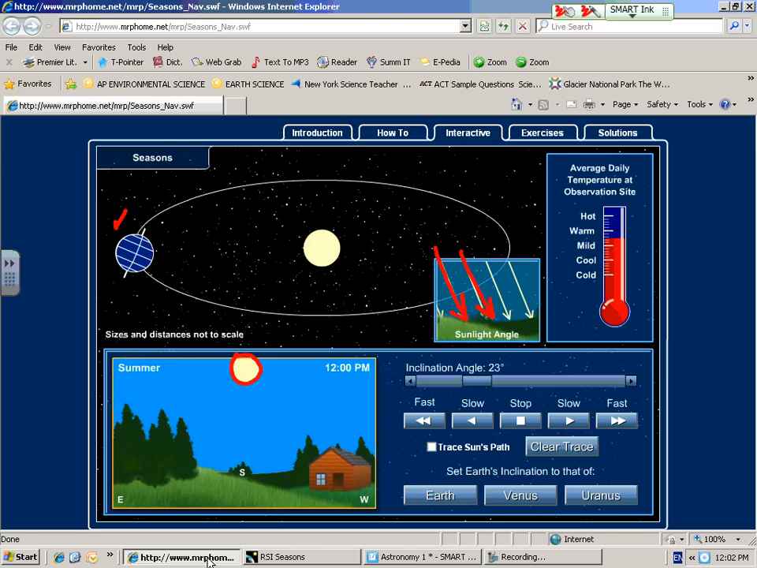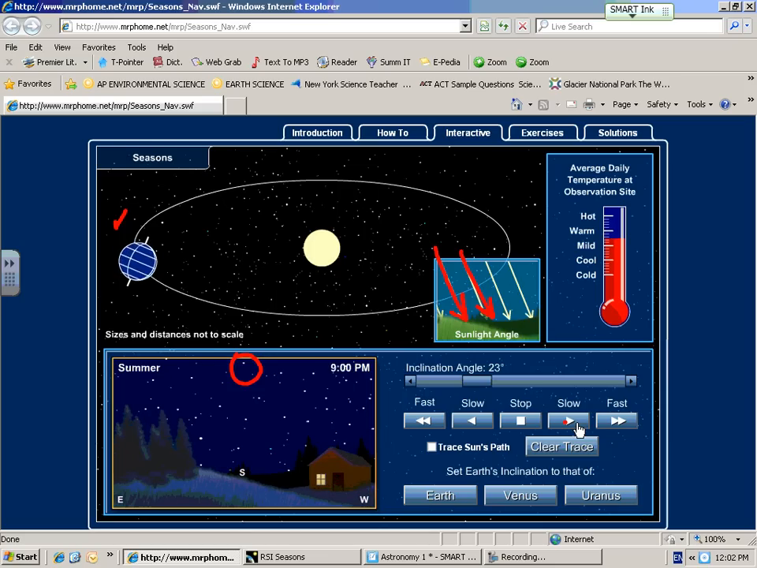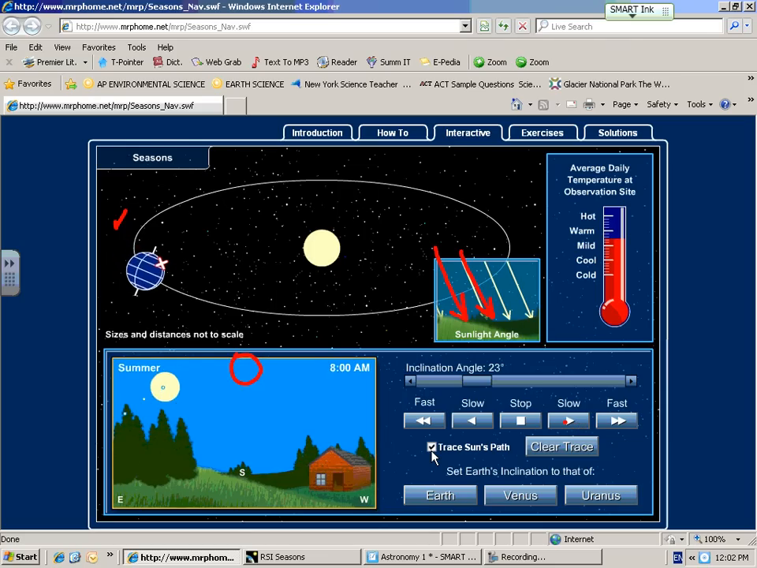And as we run this through a day, you should see, if I can get this to work. Here we go. Let's try this. There we go. As you can see, the sun itself will take a very high path through the sky.